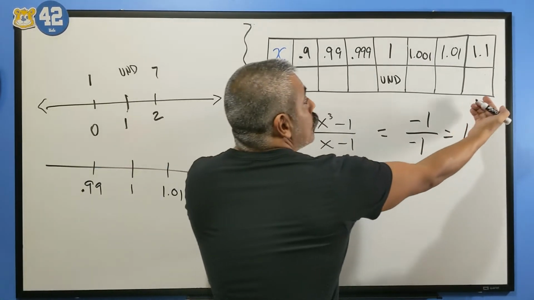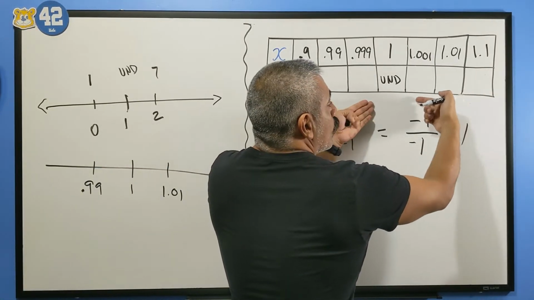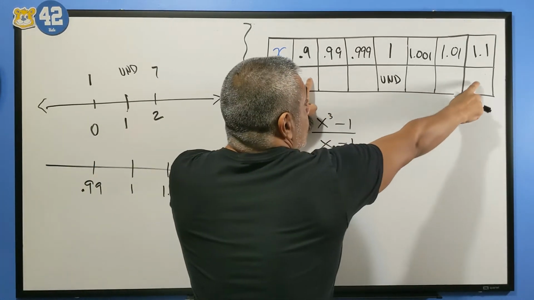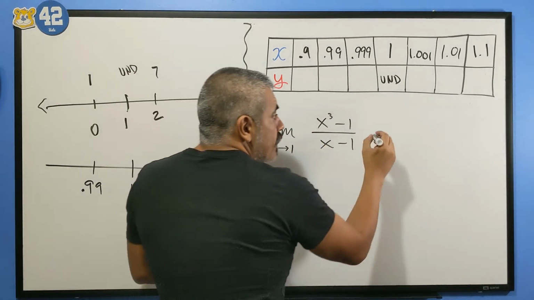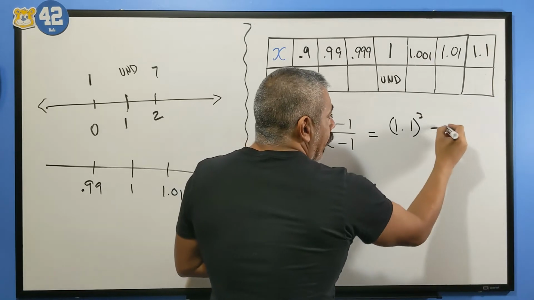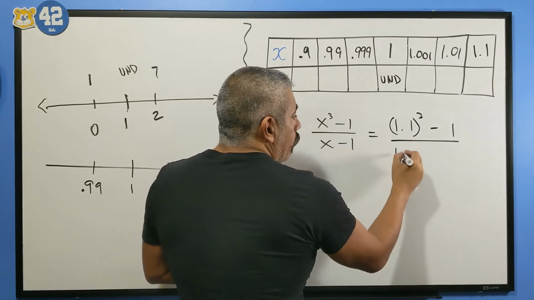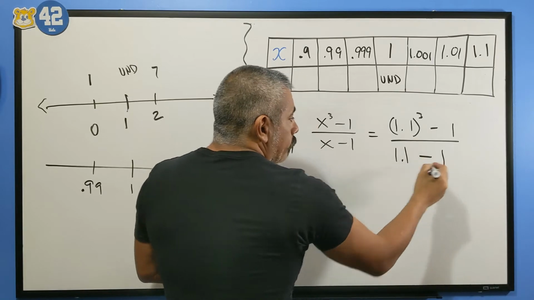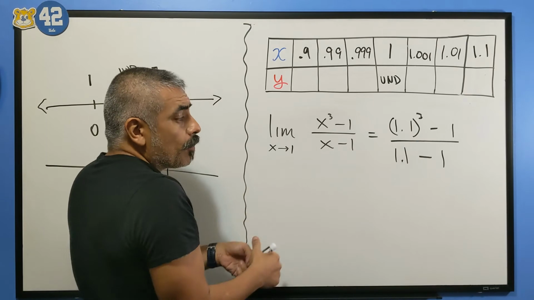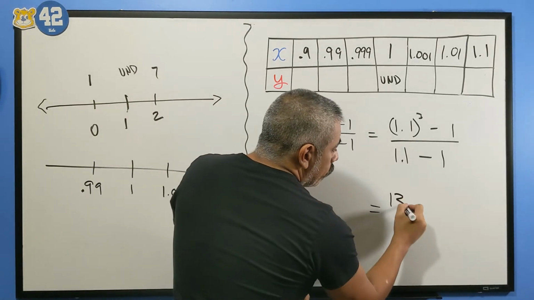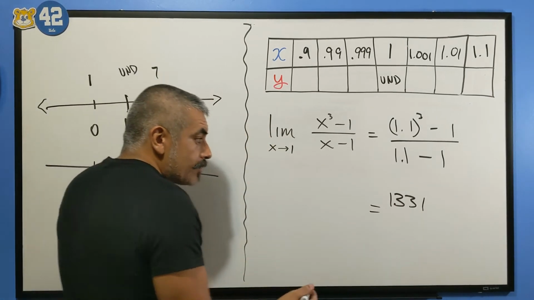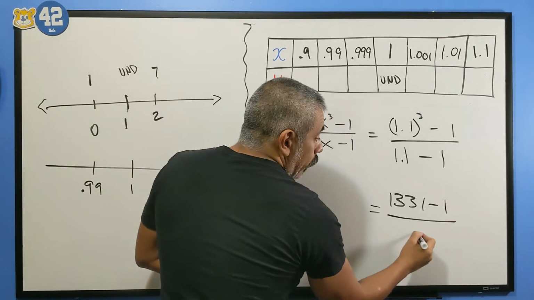What is our function doing as we keep getting closer and closer to 1? And so we're going to start with our outermost values, and we're going to plug them in here. We're going to say this is equal to 1.1 cubed minus 1 over 1.1 minus 1. 1.1 cubed is the same thing as 11 cubed, and then you just put the 3 decimal places. So this is just going to be 1331 with 3 decimal places, so 1.331 minus 1 over 0.1.